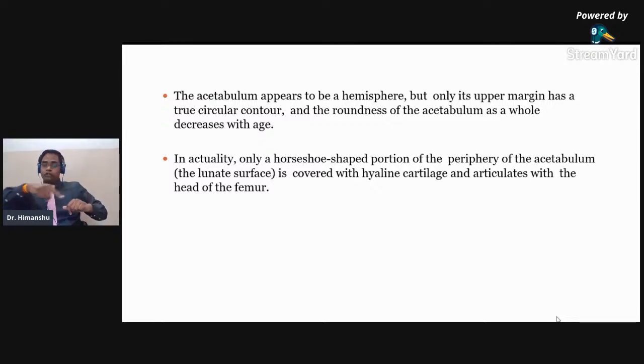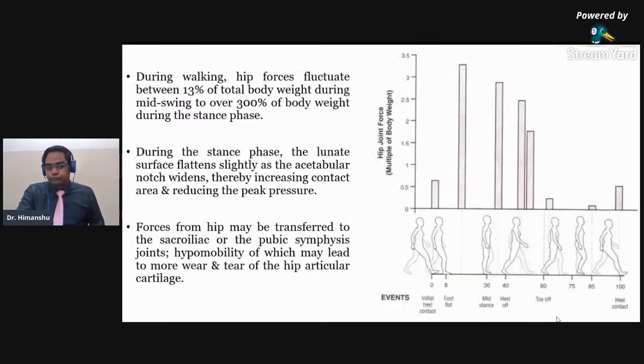It's only a horseshoe-shaped structure that participates in the movement or the articulation. That is eventually a moon-shaped structure. You can also call it a lunate surface, that articulates with the head of femur.